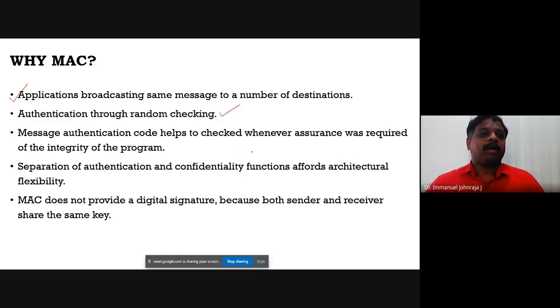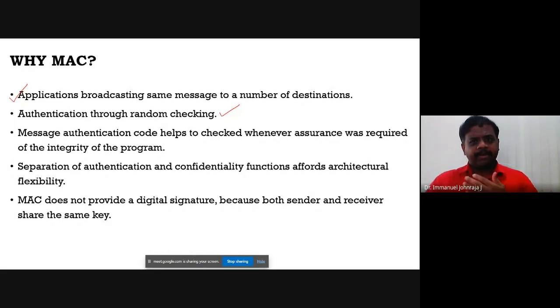The authentication can be done through random checking. It is not mandatory, as it is in the case of encryption and decryption. For instance, if you are using a public key crypto system, every message has to be decrypted using the public key of the sender in order to ensure the authenticity. But here it is not mandatory, because the message authentication code, or the checksum which is calculated, is fixed for all these messages.